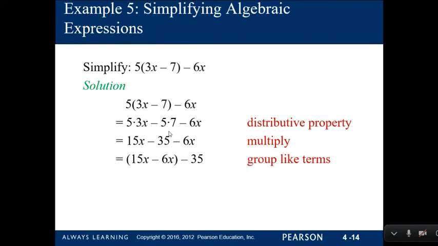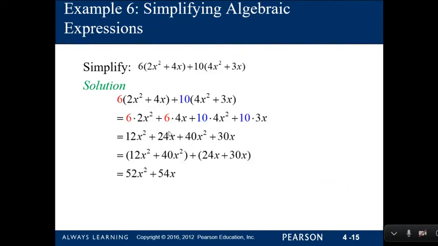There they're showing how they grouped it together, 15x minus 6x, and notice they end up with 9x minus 35. That is now simplified. There's no parentheses left. There are no like terms left in the algebraic expression. All right.